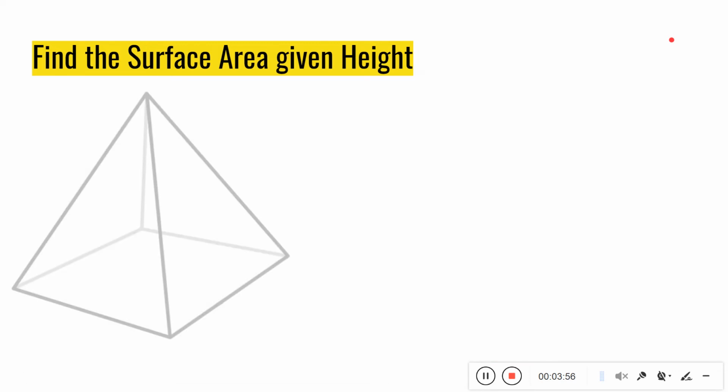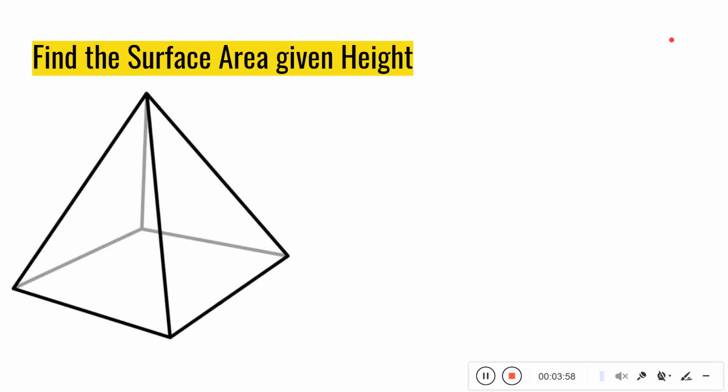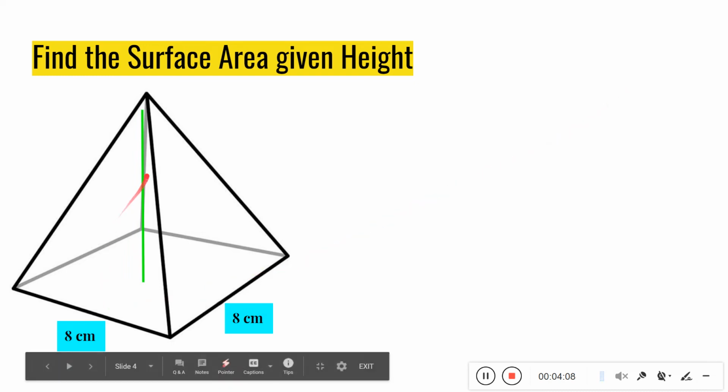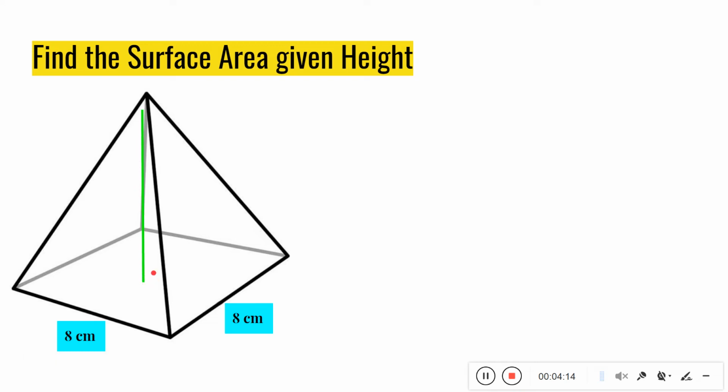Okay, let's look at another example. This one's a little bit more complicated. We've got a square pyramid. It's 8 by 8, but instead of being given the lateral height, we're given the height, which comes down from the apex and goes straight down and meets the base at a right angle. And it's right in the center of the square. So that's 12 centimeters.